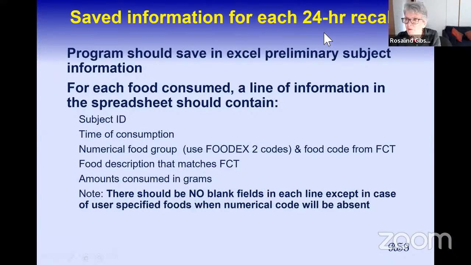And this gives you the sort of information that your program should save in Excel from each of your respondents. For each food consumed, you need to have the subject ID, the time of consumption, the numerical food group code that you've chosen, the food code, the food description that matches the food composition table, and the amount consumed in grams. There should be no blank fields in each line, except in the case of user-specified foods, when your numerical code will be absent. So if there's a food consumed by your respondent that's not listed in your food composition table, then you need to have a user-specified food to be added later.